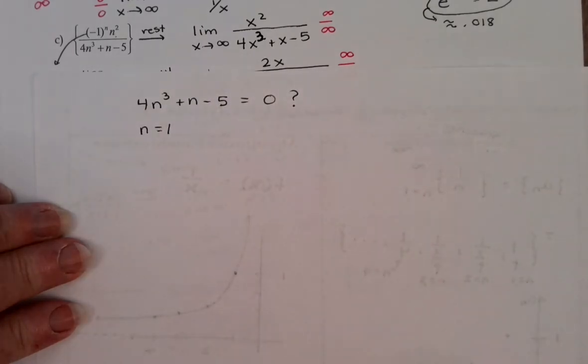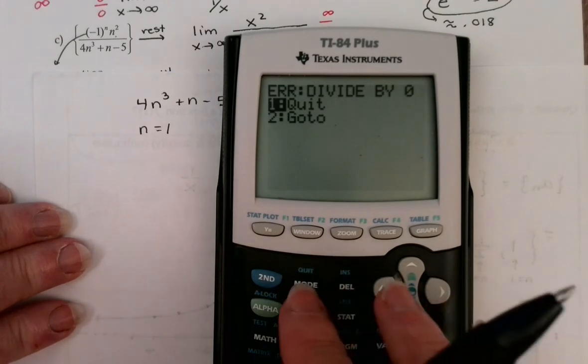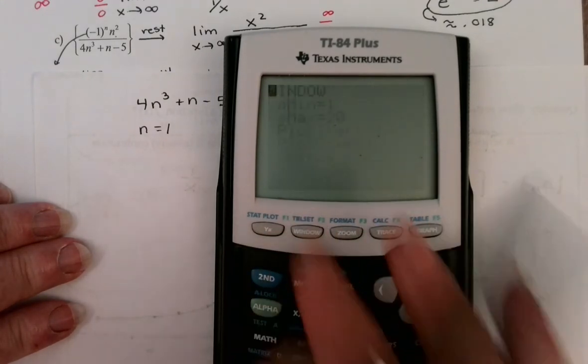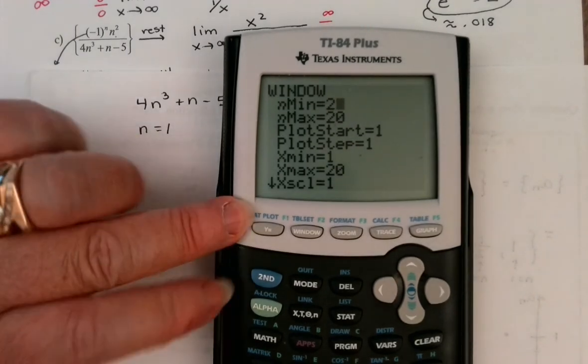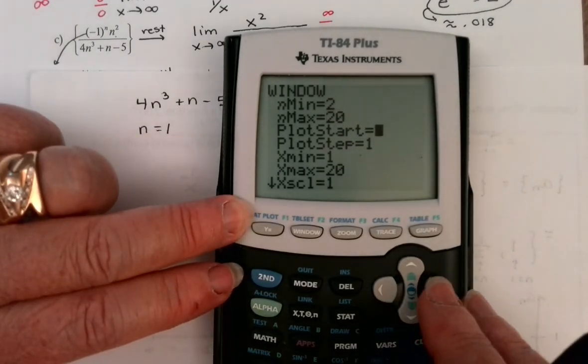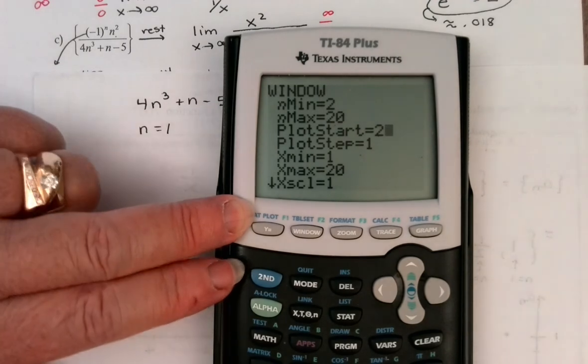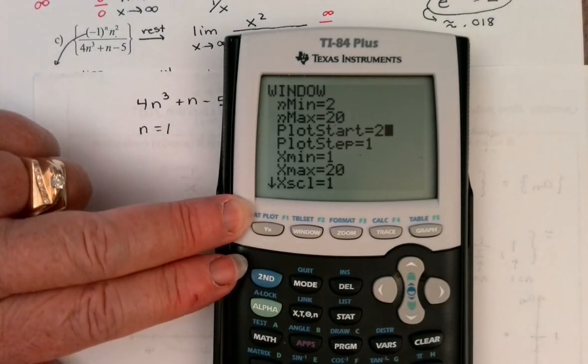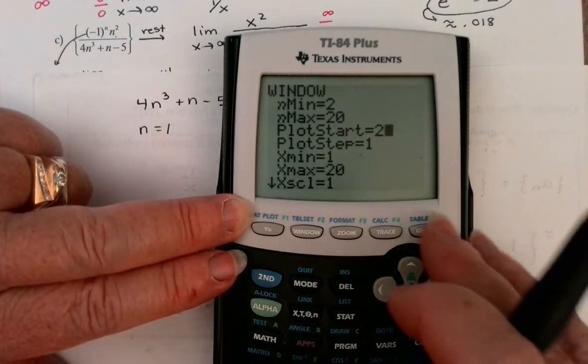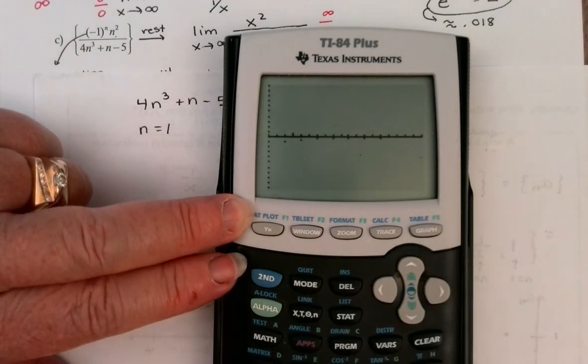So we can fix that. We just won't ask it for n equals 1. In our window, let's start with an n of 2, and we'll start our plot at 2 as well. That way we'll avoid that problem. We don't really care what happens for small n anyway. We want the limit as our n values are going to infinity. So eliminating that first point is no big deal. There, now it's much happier.